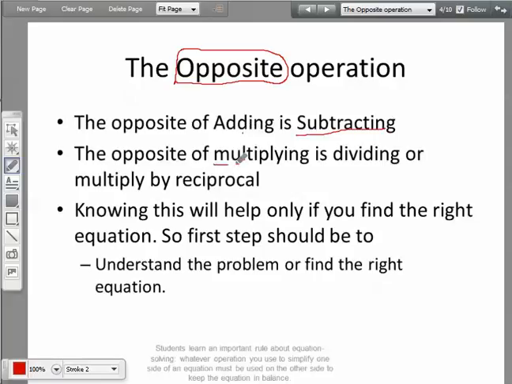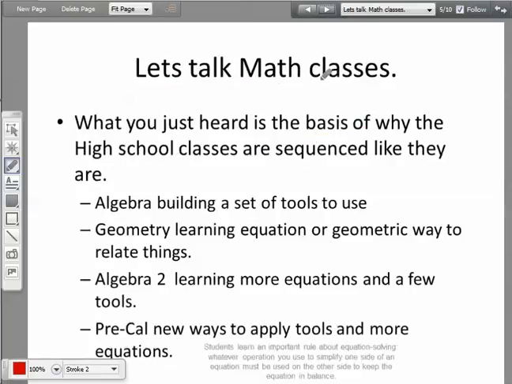If two things are being multiplied, we're going to divide or multiply by the reciprocal, either one, same thing, to solve it. Knowing this will help you not only find the right equation, so the first step should be to understand what the problem is to find the right equation. So if I find the right equation, that's a big deal, a big part of it. But if I get out of that, then we're going to go into solving the problem once I've got the equation. So let's talk about math classes just for a second.